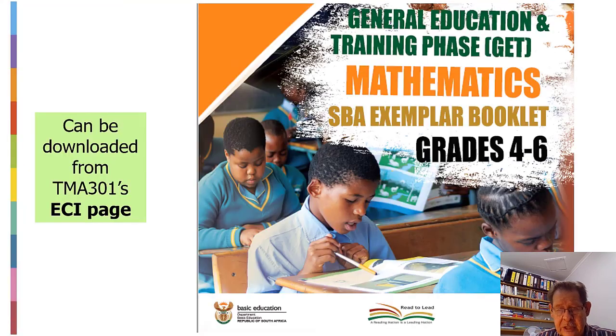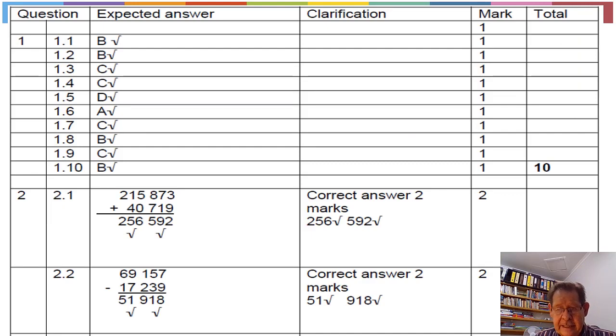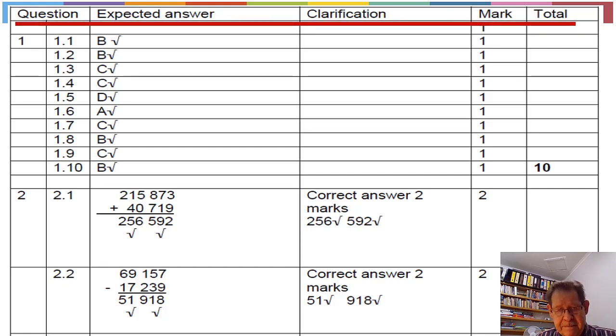This specific booklet looks like this, and it has been uploaded to the TMA301's ECI page, so you would be able to download it from that page. There's an example of the suggested framework, with the questions on the left. First of all, there are various columns that make way for the questions, your expected answer, clarification of the answers if needed, how many marks would be awarded, and then how many marks in total per question.